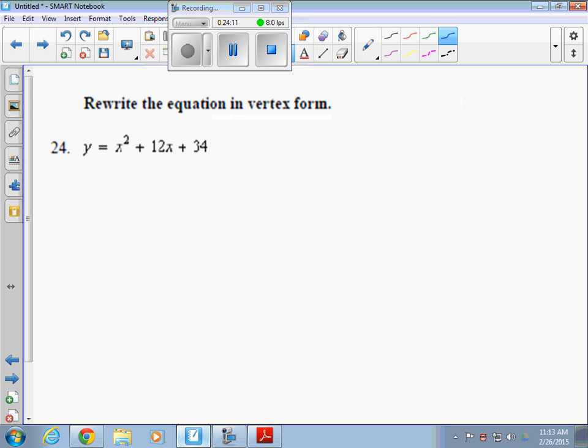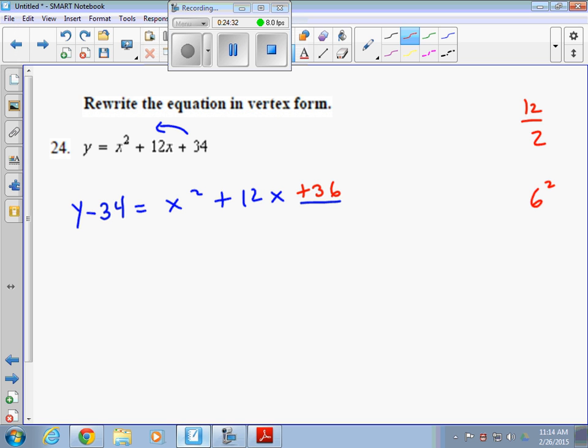And then rewriting it in vertex form is almost the same thing, but you have a little bit less work to do. Move 34 over to the other side by subtracting it. Y minus 34 equals x squared plus 12x plus c. Find your c again. 12 divided by 2 is 6, and 6 squared is plus 36. You have to add that to both sides.